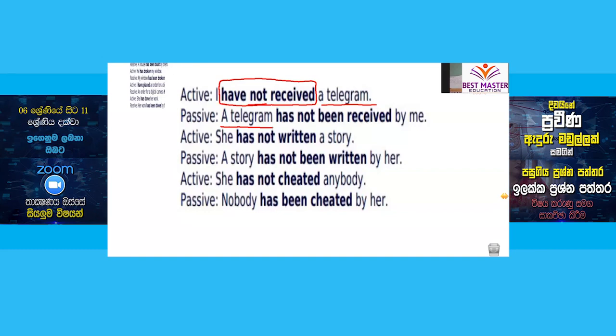In a sentence we can't use not individually.